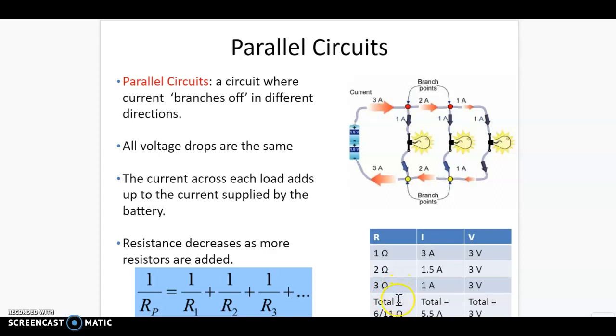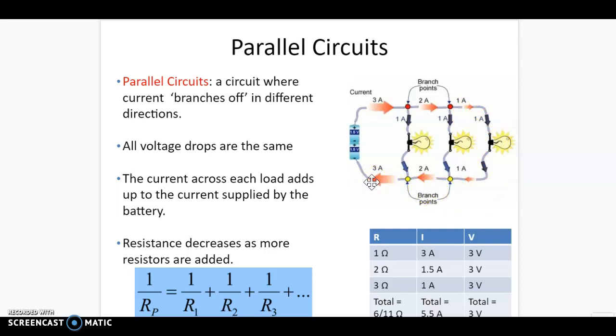The resistance actually decreases as we add resistors to it, because current has different paths to flow through. It's kind of like adding lanes into traffic. If you have more lanes for traffic to flow through, that means you can actually have more traffic. In this case, it's more electrons or more charge that can flow through that circuit. And because we can have more paths, we say that there's less resistance.